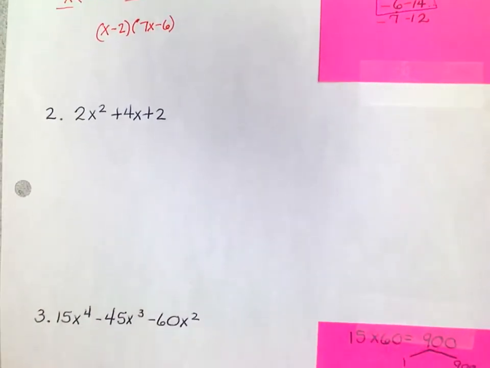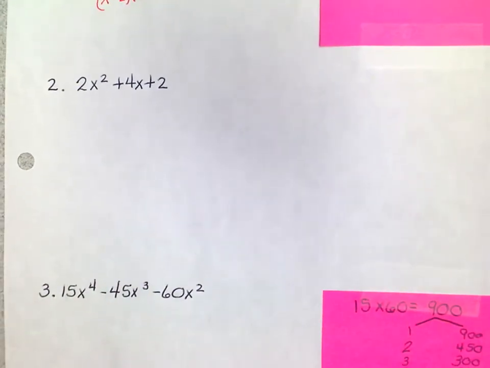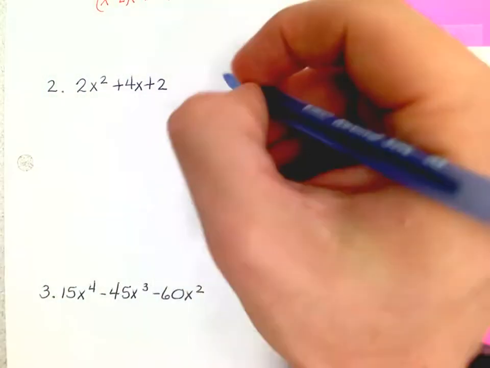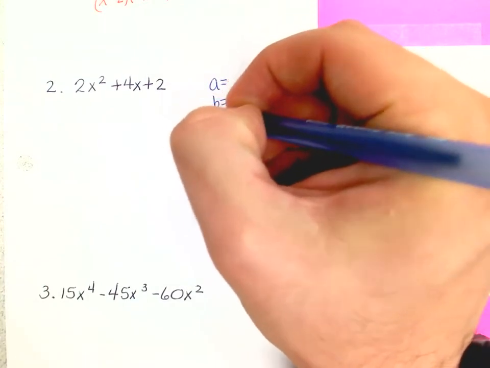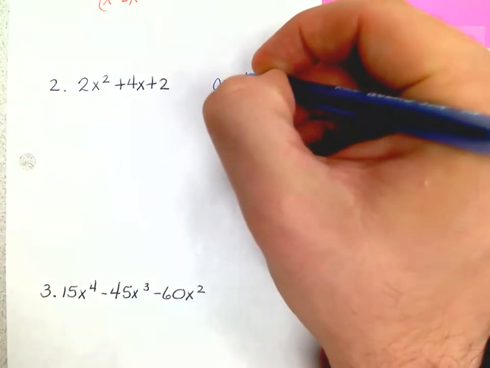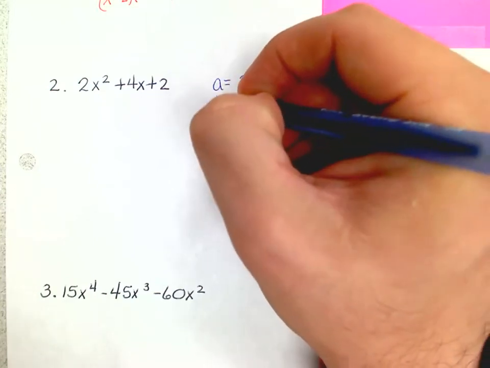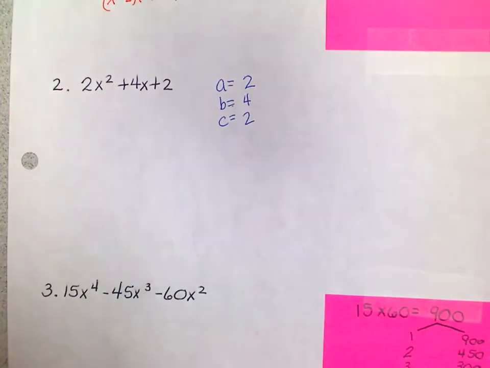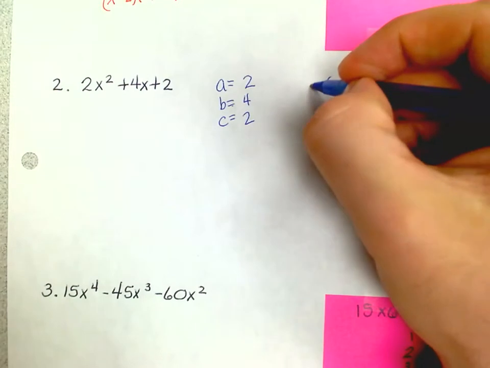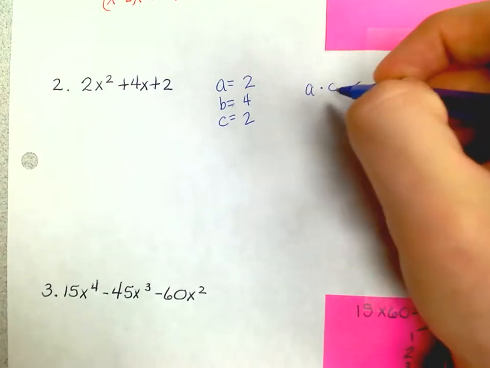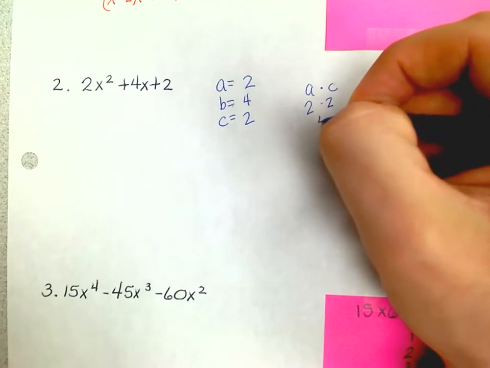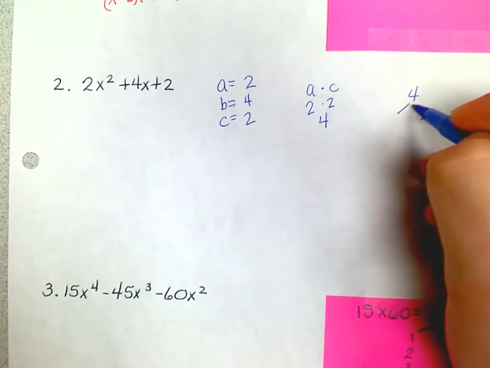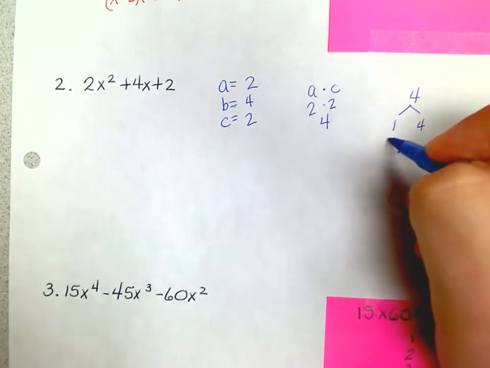Okay, now if we look at number 2, I believe you'll see that we can first identify what each term is. So A is associated with x squared, or just 2. B is associated with just a plain x, so that's a 4. And C has no variable attached to it, so it will be 2. Our next rule is to then multiply A and C, so we have 2 times 2, or 4. And we can go through and list all the things that multiply to give us 4: 1 and 4, 2 and 2.